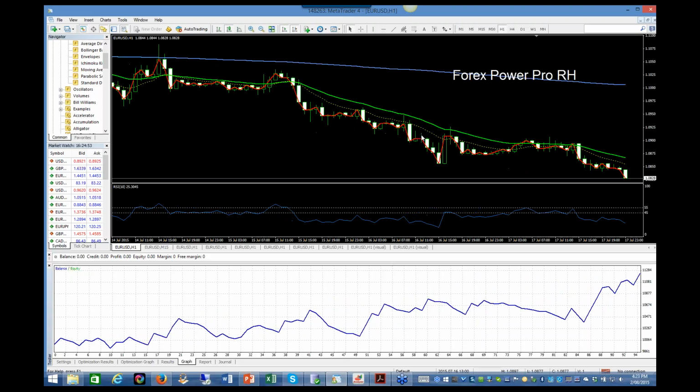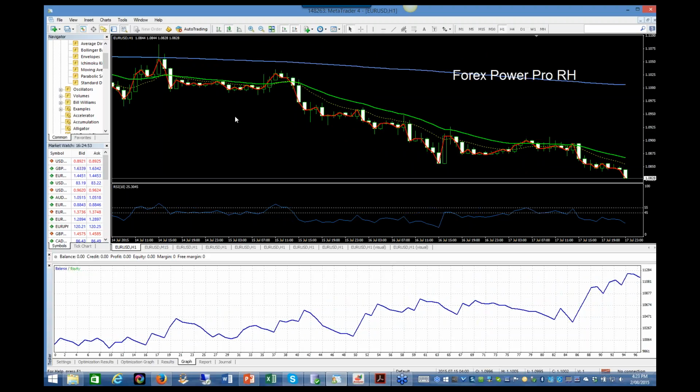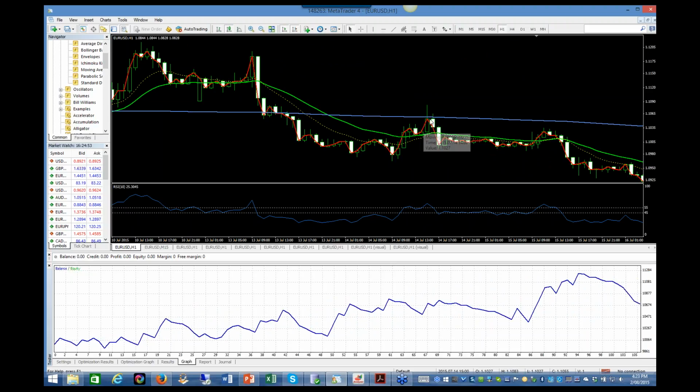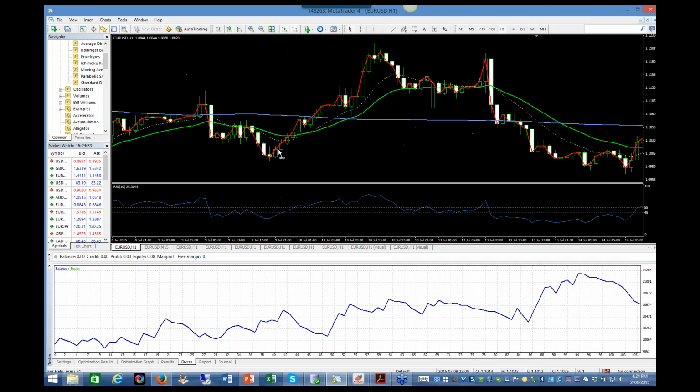And as you can see, in this case here, we'd only be taking sells, so we would not have taken this buy, which as you can see would have given us a loss.